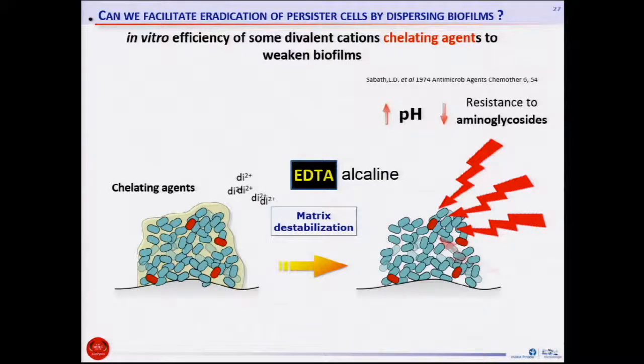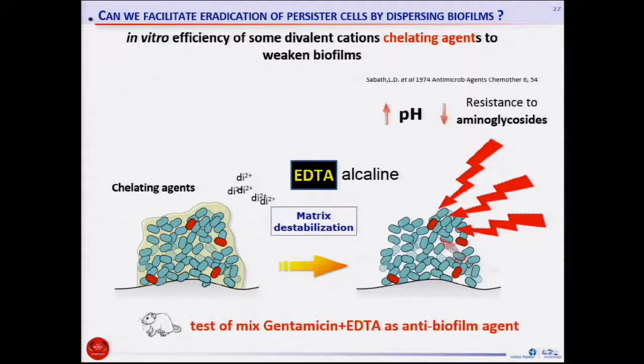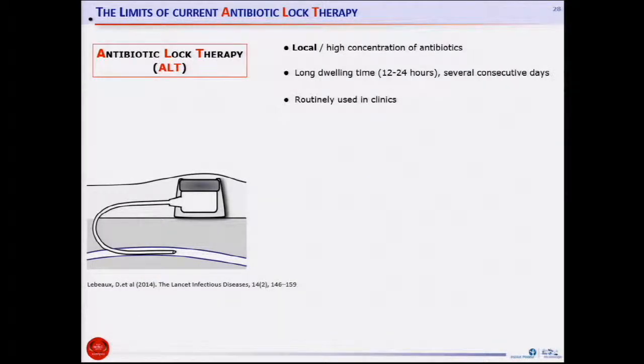One effect is chelation and then destabilization of the matrix. The second effect is increasing pH so that you will reduce resistance to aminoglycoside. So now testing that in vivo. How did we do this? We did this by what we call antibiotic lock therapy.